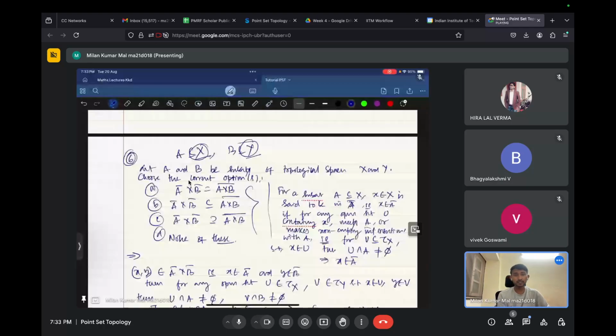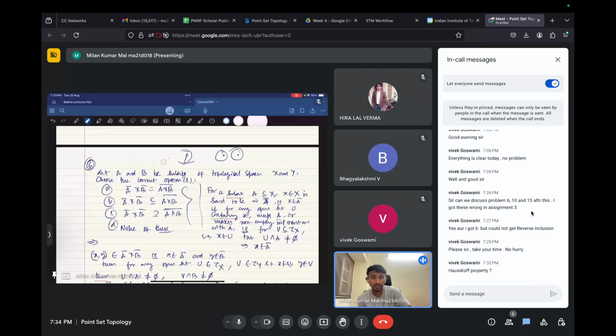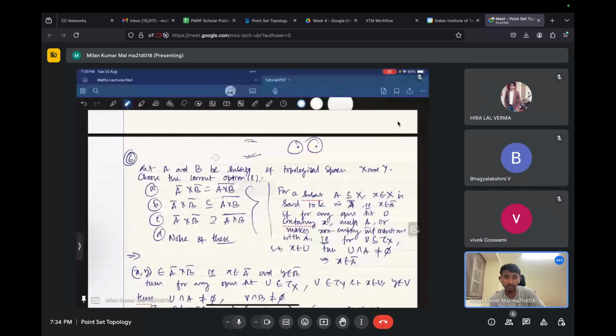Now, as a subset of X cross Y, A cross B has a closure. So how is that closure related to A closure and B closure? That is the question. I hope the question is clear.